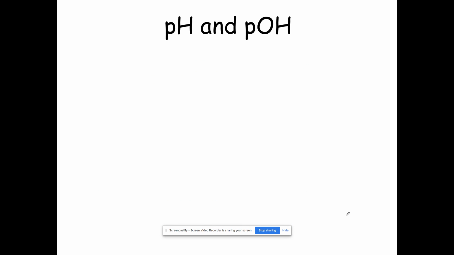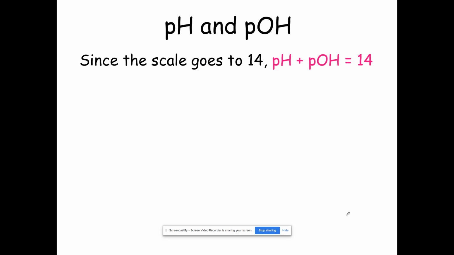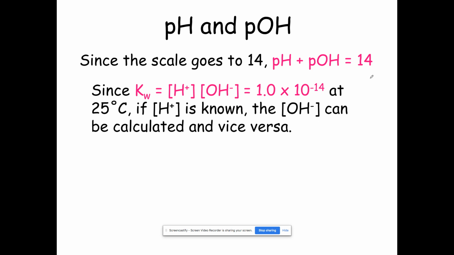So pH is about hydrogen. pOH has to do with the hydroxide or the base. Since the scale goes from 0 to 14, your pH plus something called pOH has to equal 14. Kw is the water constant, which means that water, which is neutral pH, should have equal concentrations of hydroxide and hydrogen ion at 25 degrees Celsius, which is room temperature.